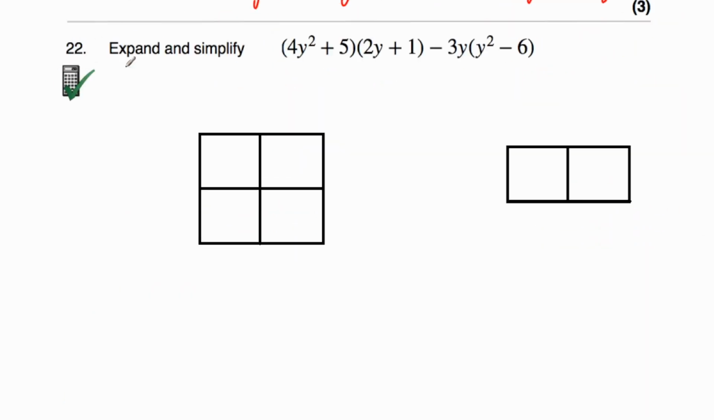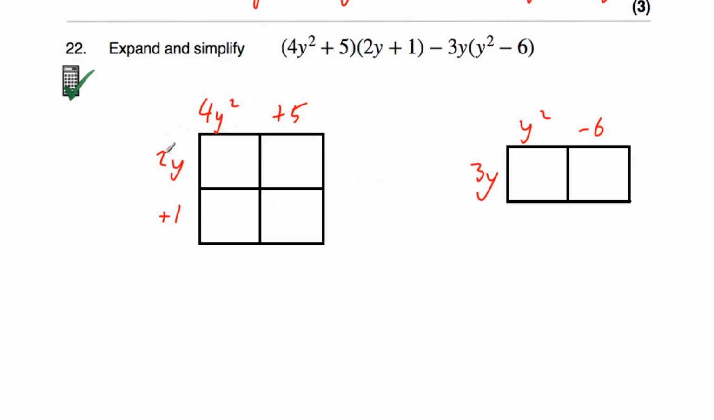Okay, question number 22. So in question number 22, we've been asked to expand and simplify 4y squared plus 5, close brackets, and then in open brackets, 2y plus 1, close brackets. And then we're going to subtract 3y, and then open brackets, y squared minus 6, close brackets. So we need to expand these brackets, we need to multiply these brackets, and then take away. So we've got 4y squared plus 5, and then we've got 2y plus 1. And then our second brackets, we've got y squared minus 6, and then we've got our 3y, and we're going to subtract whatever we get from this answer. So let's find out what goes in our grid.